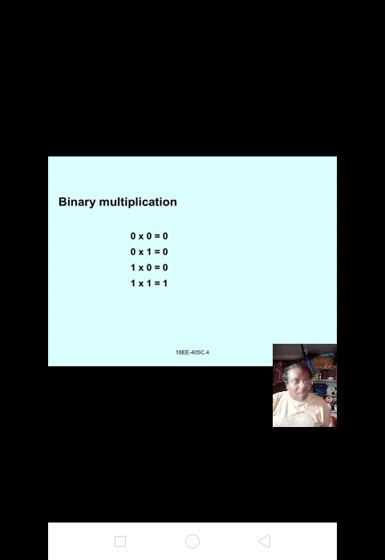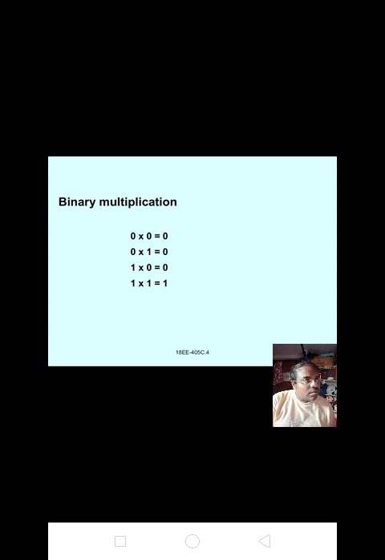Now multiplication. Very simple. For multiplication you must know addition and multiplication. Okay, simple one. 0 into 0? Any number into 0 is 0. 0 into 0, 0. 0 into 1, 0. 1 into 0, 0. 1 into 1, 1. Simple. Okay.